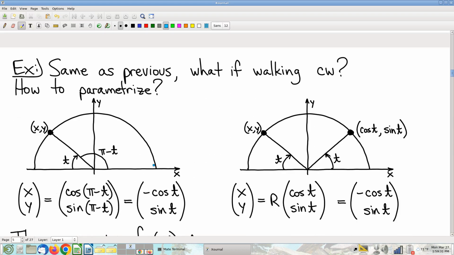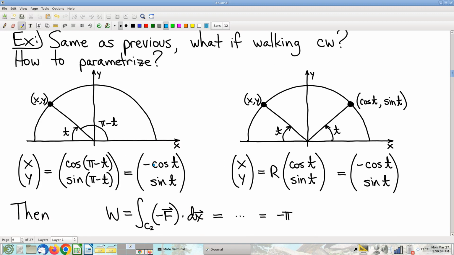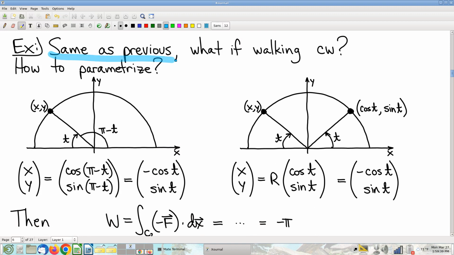Okay, let me show you some examples. I'm actually going to show you 3 different solutions to this example here. Same as the previous, so top half of the unit circle, vector field forces. The only difference, now we're going to go clockwise instead of counterclockwise. How does that change things? So I'm going to give you 3 different solutions to this problem. And then I'm going to kind of disallow a 4th, but let's not get ahead of ourselves. For the first 2 solutions, we just have to figure out how to parameterize clockwise. And I'm going to show you 2 different ways to do it.